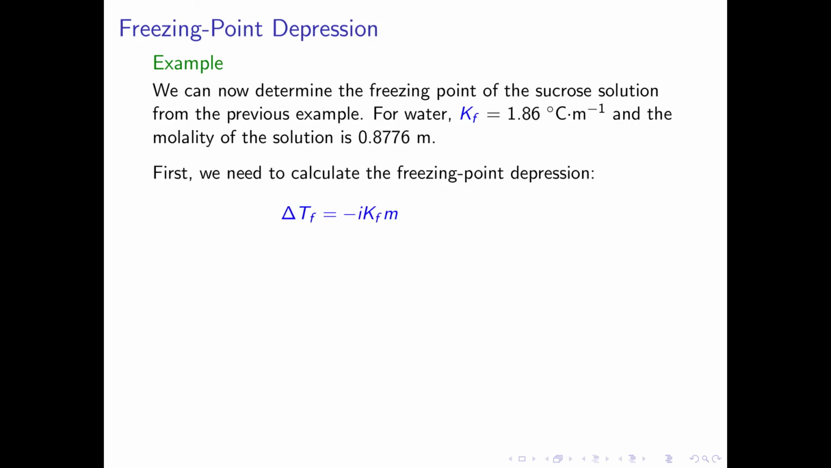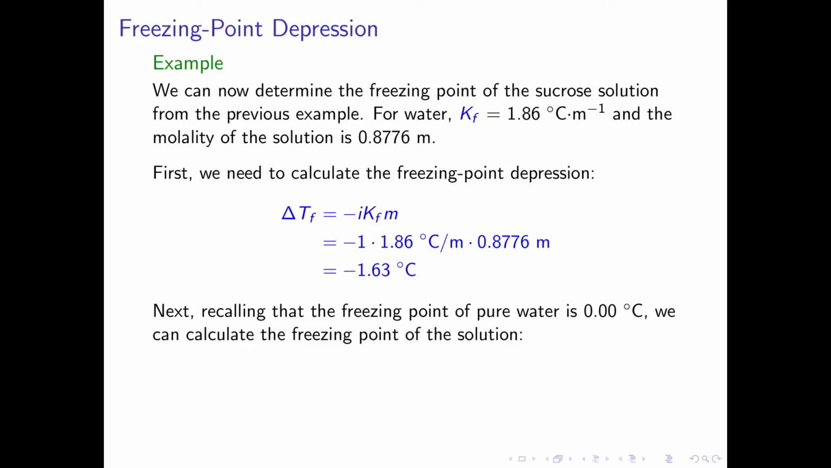The first step is we need to calculate the freezing point depression. Recall that delta Tf is equal to negative i times Kf times m, where i is equal to 1. This is equal to negative 1 times 1.86 degrees Celsius per molal times 0.8776 molal, which gives a freezing point depression of negative 1.63 degrees Celsius.